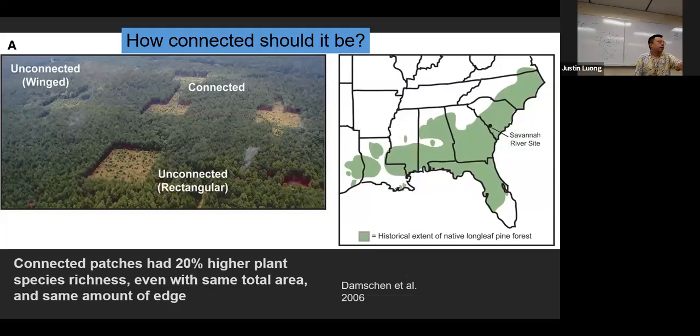Connected patches, in reviews, have usually been found to have higher plant diversity and richness, even with the same total area, even with the same amount of edge. As long as they're connected, they typically do better.